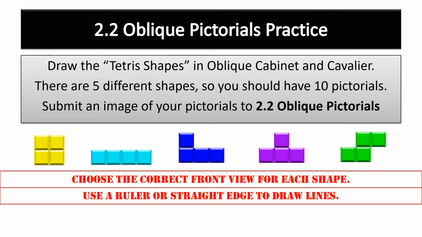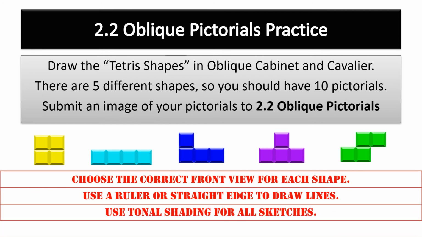It says use a ruler or straight edge to draw straight lines. I don't care how good you think you are at drawing lines. I want you to use a ruler, or if you don't have a ruler, the side of a folder or another straight object to draw straight lines. I don't want to see wobbly lines. It's got to look nice, professional. Use tonal shading for all your finished sketches. So you need to do tonal shading 10 times.